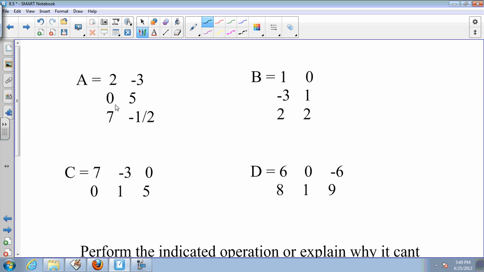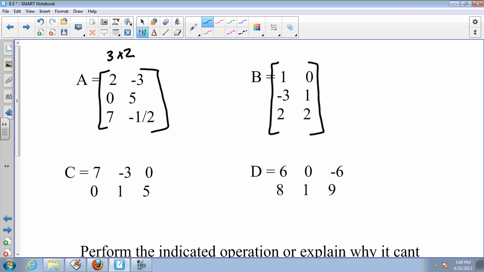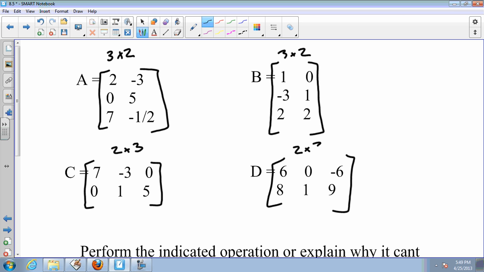So we have matrix A, which is 2, negative 3, 0, 5, 7, negative 1/2. This is a 3 by 2. We have matrix B, 1, 0, negative 3, 1, 2, 2, which is also a 3 by 2. We have matrix C, 7, negative 3, 0, 0, 1, 5, which is a 2 by 3. And matrix D, 6, 0, negative 6, 8, 1, 9, which is a 2 by 3.